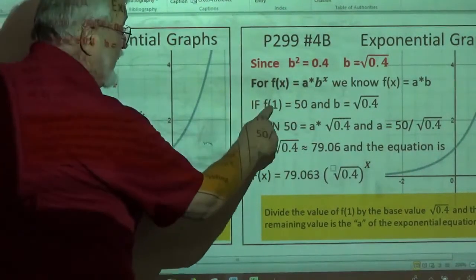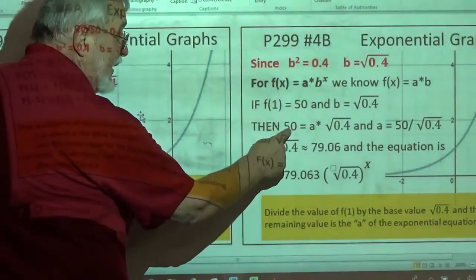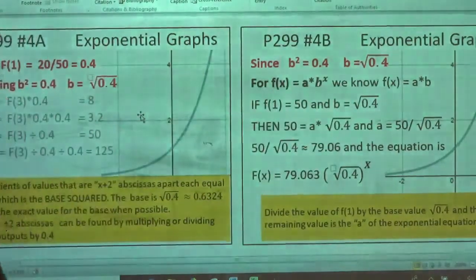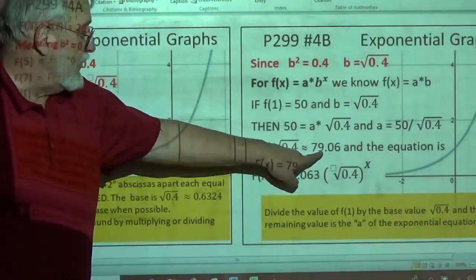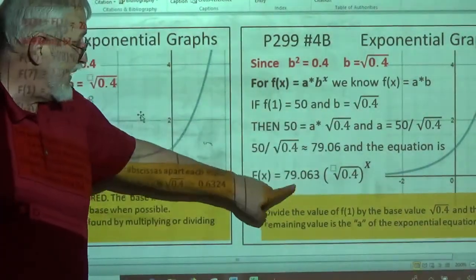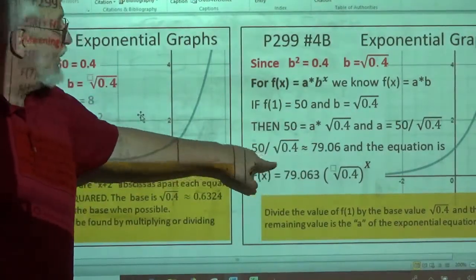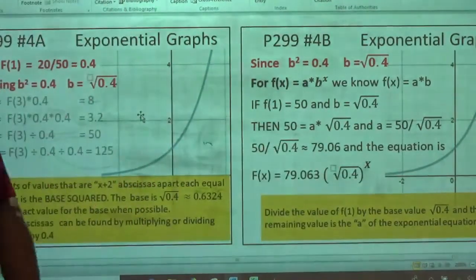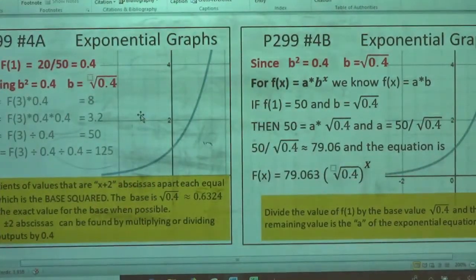Right? And so that becomes 50 equals a times square root of 0.4, and you divide it, and you find that the value of b is 79.6, and so the value of a is 79.6. So a times the square root of that to the x power is the equation. Okay? Now, again, this is algebra 2. It's supposed to be complex, but it's also systematic.